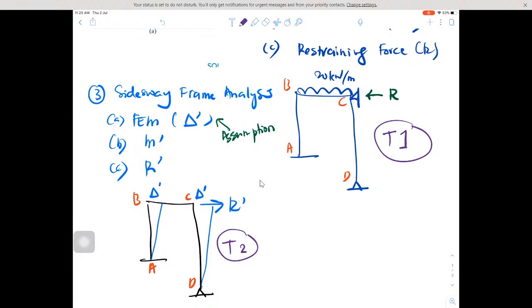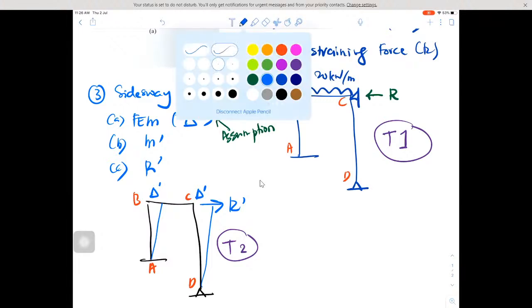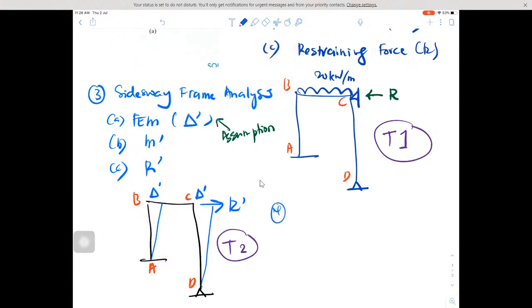The frame tends to sway to the right direction due to R prime. Due to R prime, the delta prime exists at positions B and C, because B and C can move, while A and D cannot move because they are supports. So step number 4, the last step: we combine all together using the superposition method.